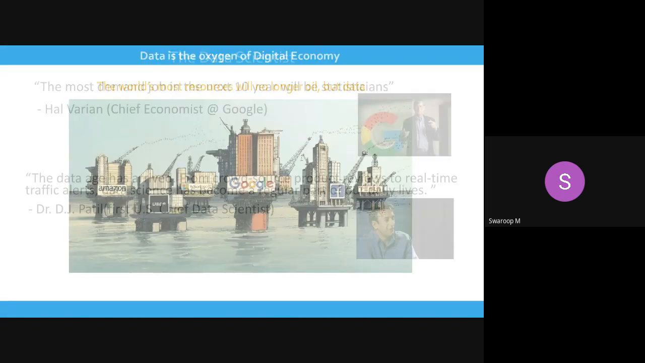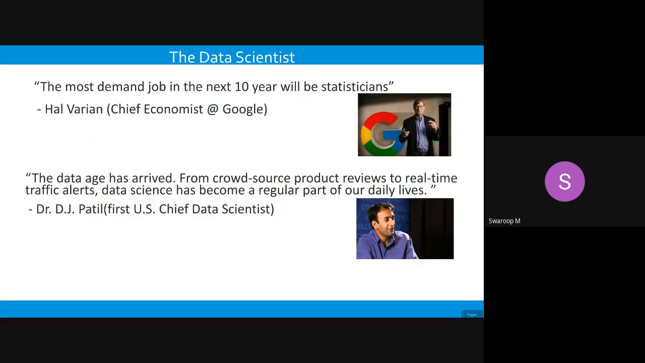Okay, so we can see some statements here. The most in-demand job in the next 10 years will be statisticians. This statement was given by chief economist Hal Varian, from Google. Actually, it's not just about the 10 years. Nowadays, you can see data science is even a 4-year BTech degree.